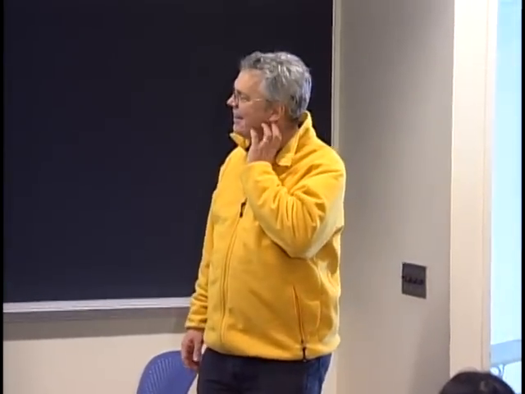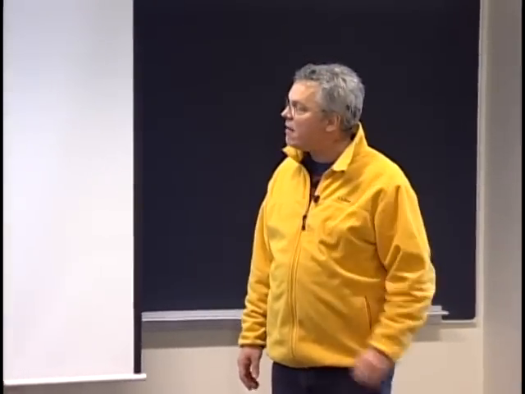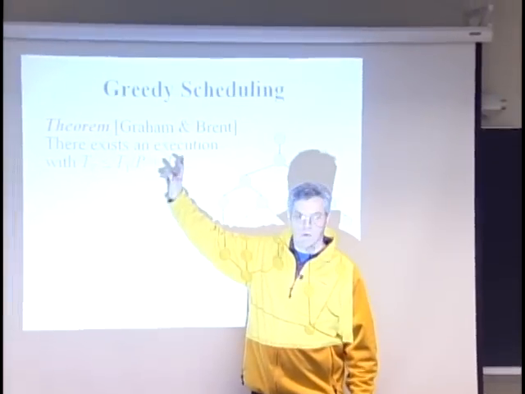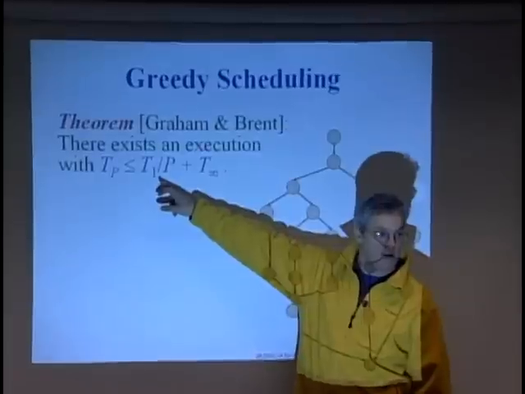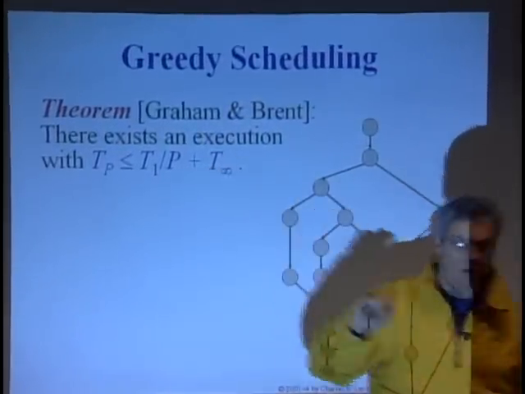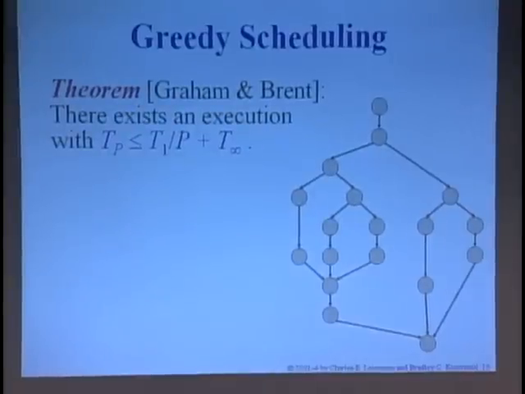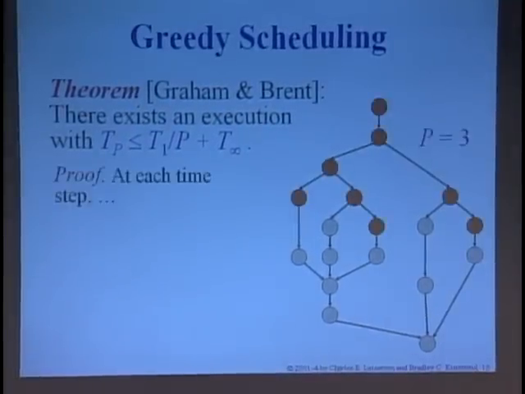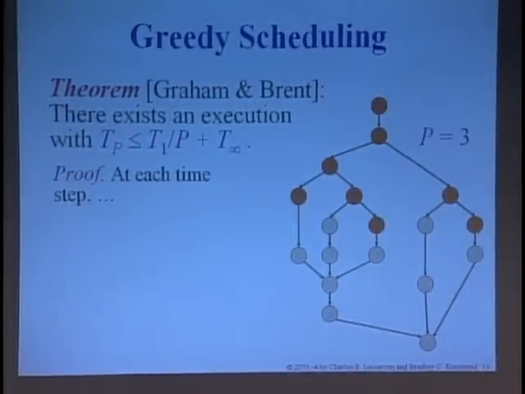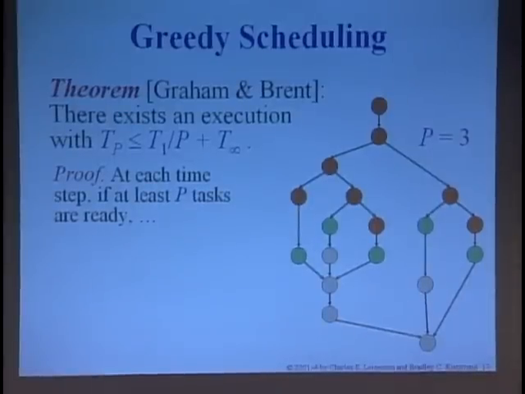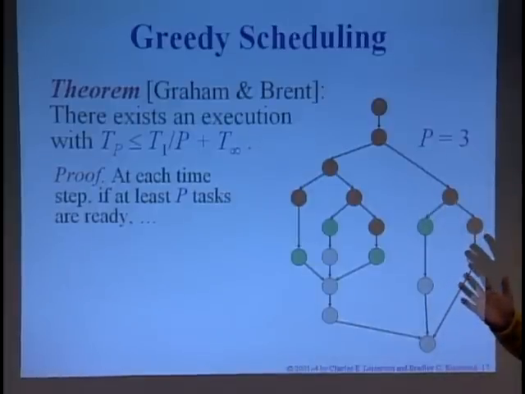Well, there's a theorem due to Graham and Brent that says there's some schedule that can actually achieve the sum of those two lower bounds. The linear speedup is one lower bound of the runtime, and the critical path is the other. So there's some schedule that basically achieves the sum of those. How does that theorem work? Well, at each time step, suppose we had 3 processors, either there's at least 3 things ready to run, and so you do a greedy schedule. You grab any 3 of them.